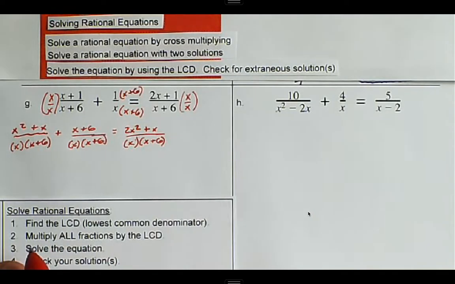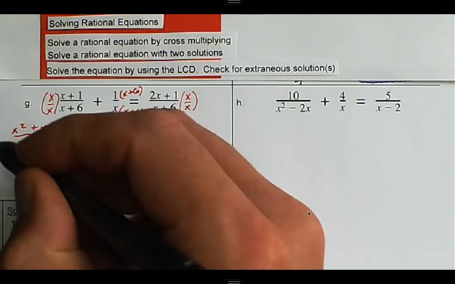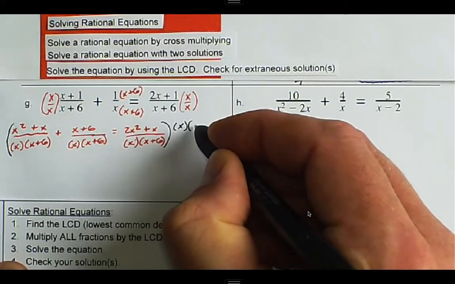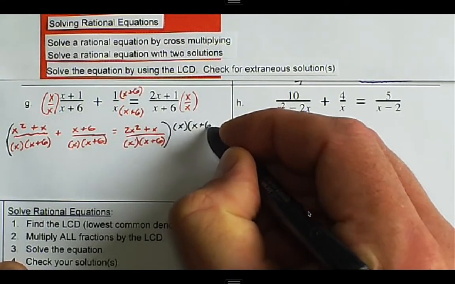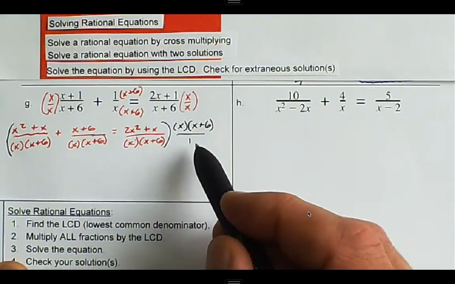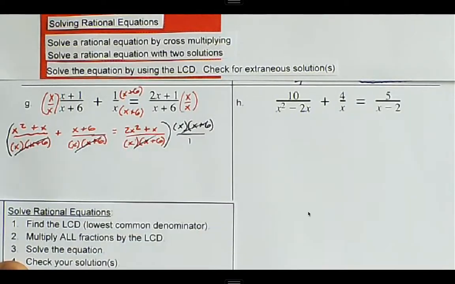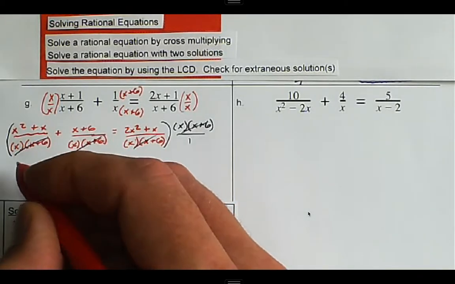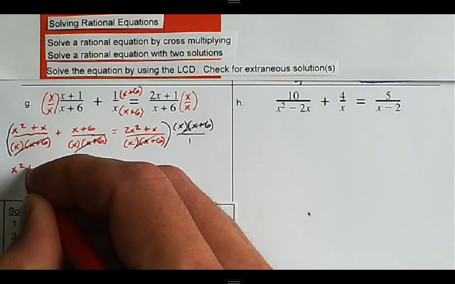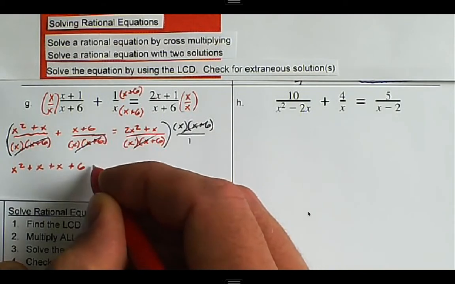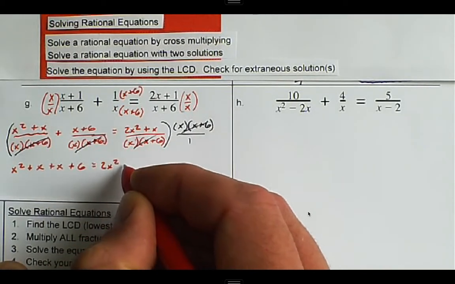And so the next step, multiply all fractions by the LCD, and that's going to really simplify things for us. So we're going to multiply by x times x plus 6, and we're going to put that in the numerator. And the reason we put that in the numerator, because when we distribute, it cancels the denominator for each one of our fractions. And then what we're left with is x squared plus x plus x plus 6 is equal to 2x squared plus x.